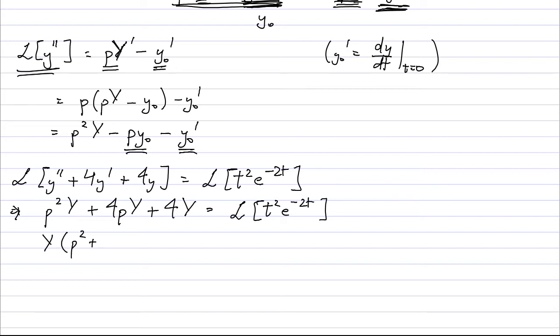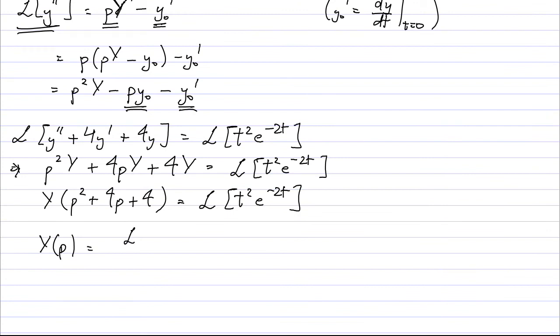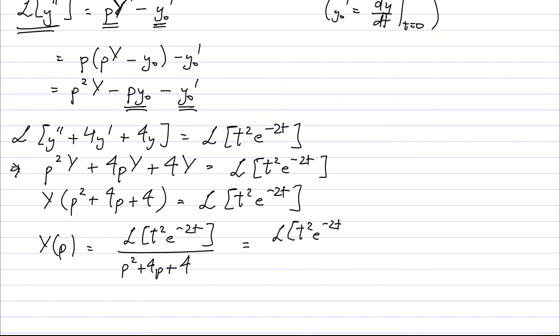I can factor this out. So you have (p square plus 4p plus 4) Y is equal to the Laplace transform of t square e raised to power minus 2t. And so capital Y of p is given by the Laplace transform of t square e raised to power minus 2t divided by p square plus 4p plus 4. But p square plus 4p plus 4 is simply equal to p plus 2 whole square. So I have over here this thing.